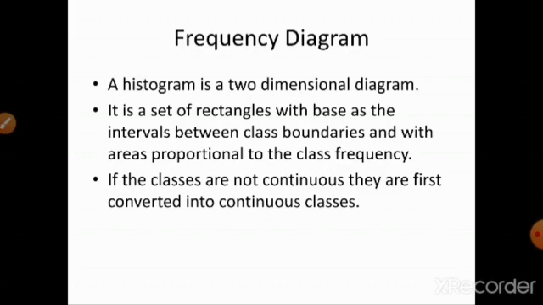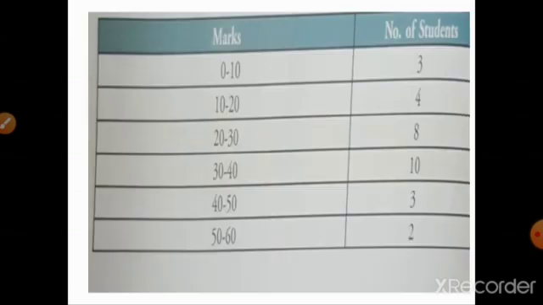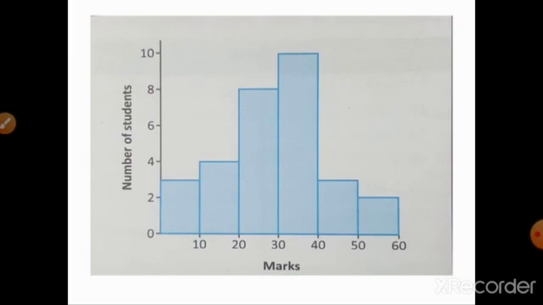When there is a difference in the class intervals, they will be converted into continuous class intervals. How we convert them, we have seen in the class itself: 0.5 will be added to the upper limit and 0.5 will be reduced from the lower limit. Based on this tabular column, the bar diagram, that means the histogram, has been drawn.